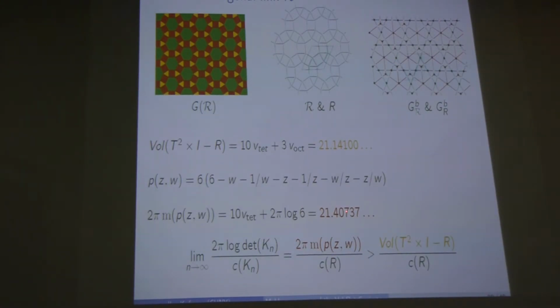That's 21.4 something. Now they don't agree. They're a little bit different. But the key point is the inequality. This one is a little bit bigger than that one. And so the determinant densities converge to something a little bit bigger than the volume density of the rhomba trihexagonal link. And this is a general phenomenon. Okay?